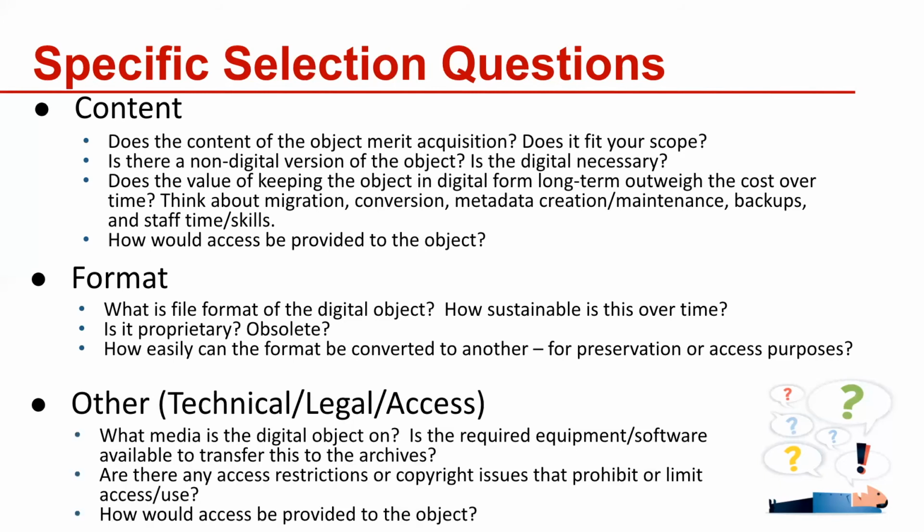And some other things to think about, on the technical, legal, access side of things. What media is the digital object on? Is the required equipment or software available to transfer this to the archives? Are there any access restrictions or copyright issues that prohibit or limit the access and use? And how would access be provided to the object? So these are all very specific questions that you might want to ask. And you would change these questions based on the type of archives that you have and what your priorities are.